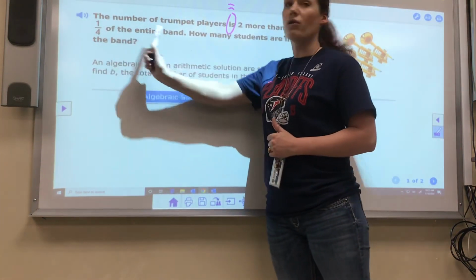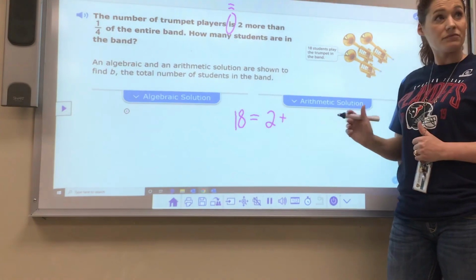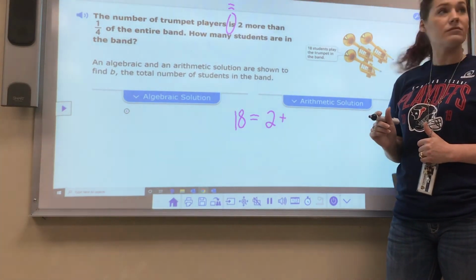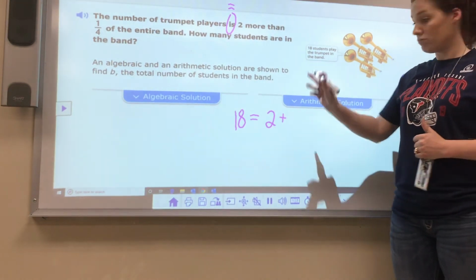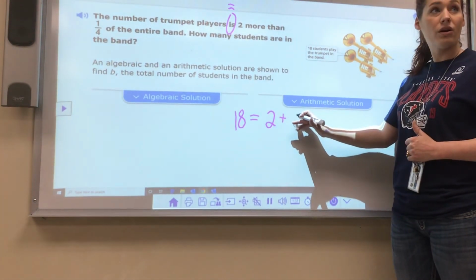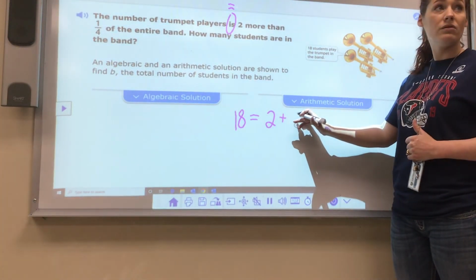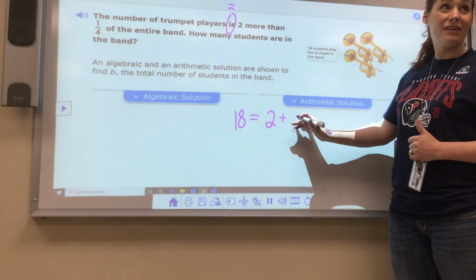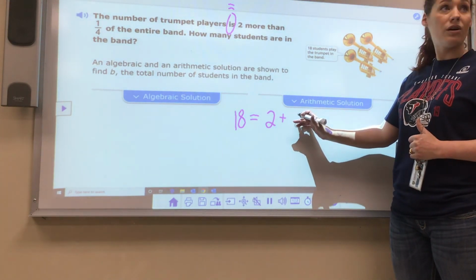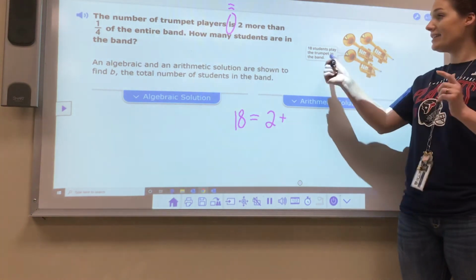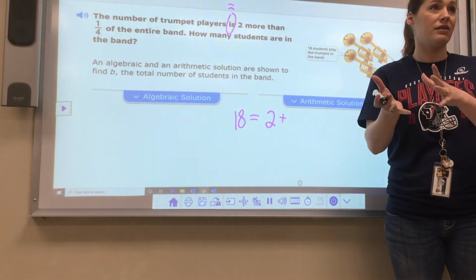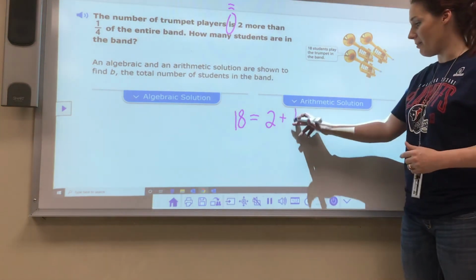Now how do I show a fourth of the band? You mean divided by 4? What's divided by 4? 18? Not 18. It's a fourth of the band. You want 18 divided by 4? Not 18. You're getting that confused. 18 is not how many kids are in the band. 18 are only the kids that play trumpet. Oh, B. B divided by 4. I'm so smart.